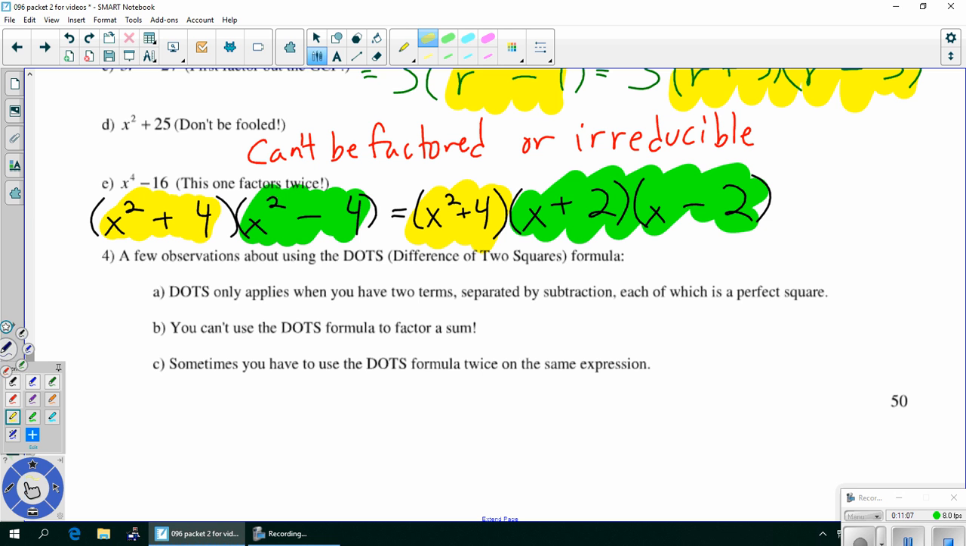Okay, so some observations about difference of squares, but largely these are just the 3 questions that we ask. You need 2 terms separated by subtraction, each of which is a perfect square. You can't use it if you have a sum. Sometimes you have to use the difference of 2 squares formula twice on the same expression like we just did in part E.